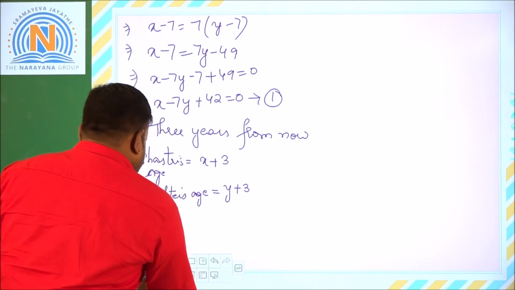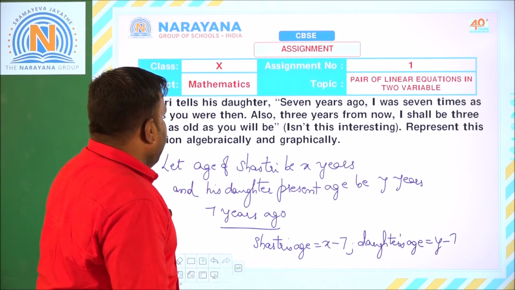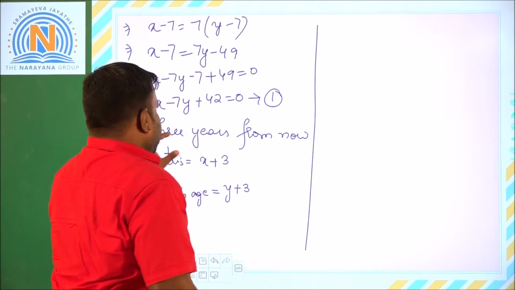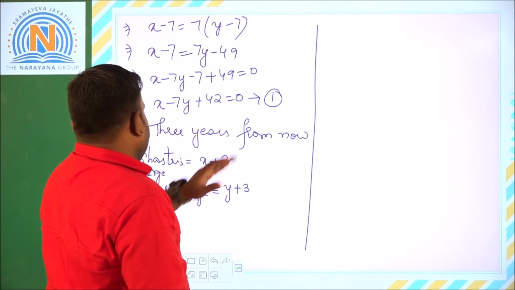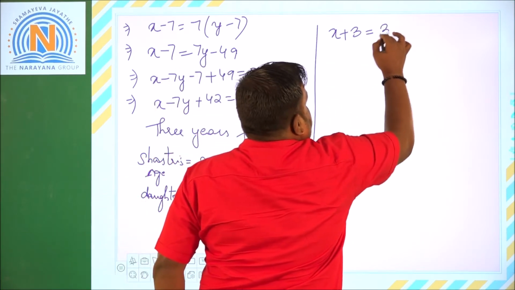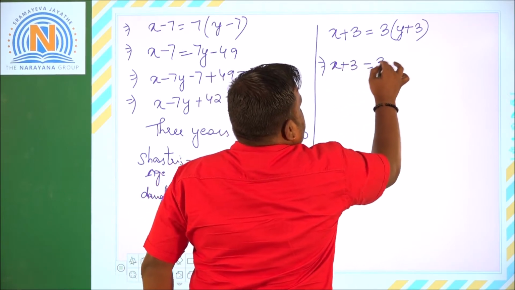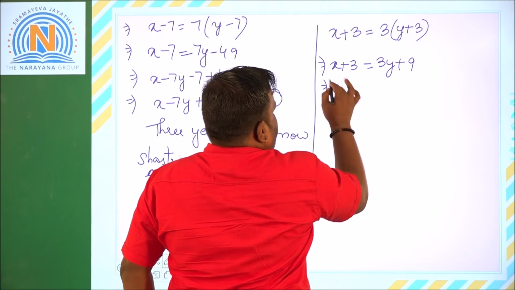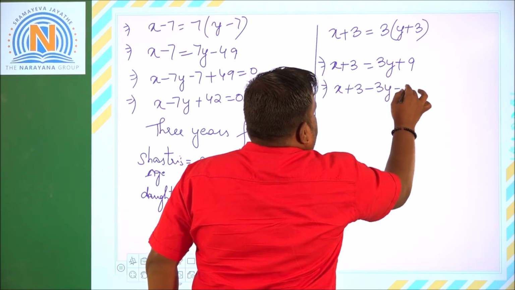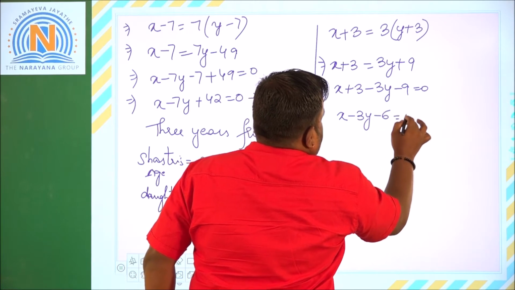Now, what is the sentence here? Just concentrate on this again. Also 3 years from now I shall be 3 times as old as you. This was told by Shastri. So according to the condition, that is 3 years from now, Shastri's age, that is x plus 3, is equal to 3 times the daughter's age, that is y plus 3. So from here x plus 3 is equal to 3y plus 9. When you bring the variables to one side, x plus 3 minus 3y minus 9 equal to 0. From here we get the equation x minus 3y minus 6 equal to 0.